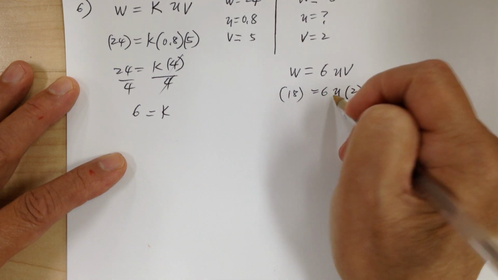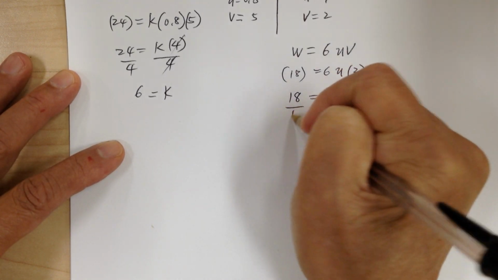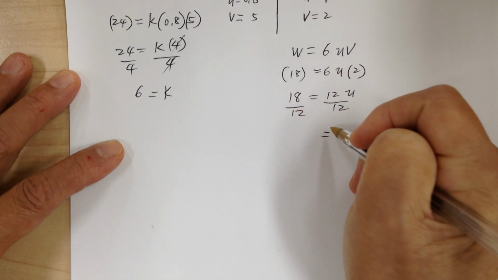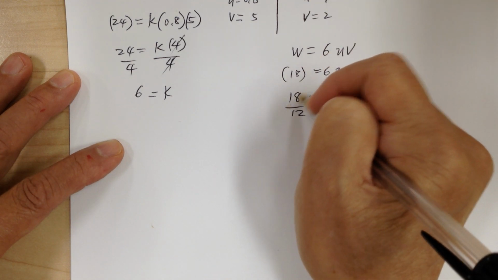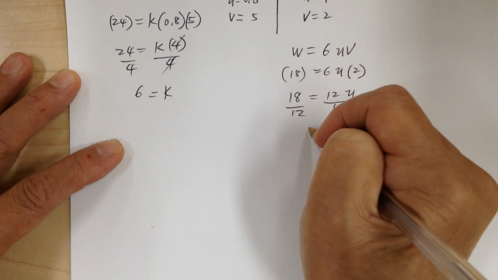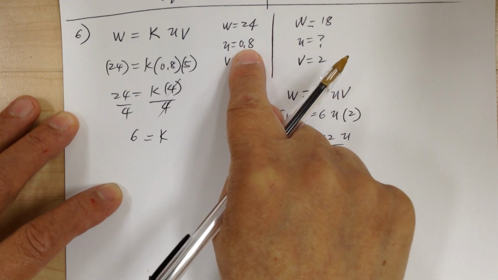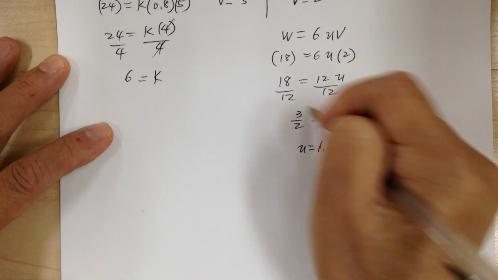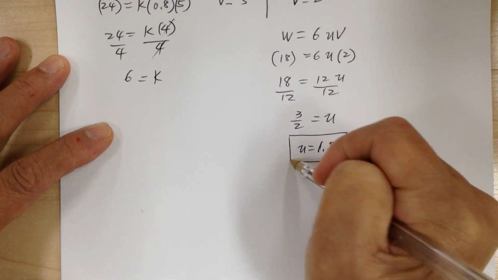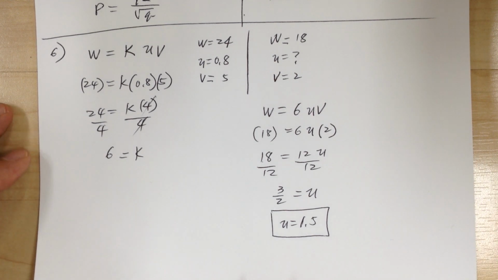So this one, 18 is equal to 12U. So divide by 12 on both sides. So U equal to, now you can use a fraction or you can use decimal, doesn't matter. If you use a fraction, this can reduce by 6. So you divide by 6, you get 3 over 2. Or if you use decimal, then U will equal 1.5. So either way, I'm probably just going to go with this one. Okay. Let's go to the next one.